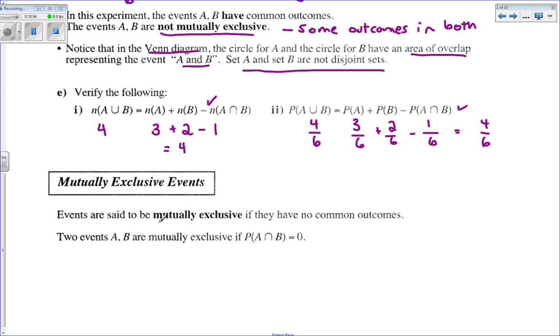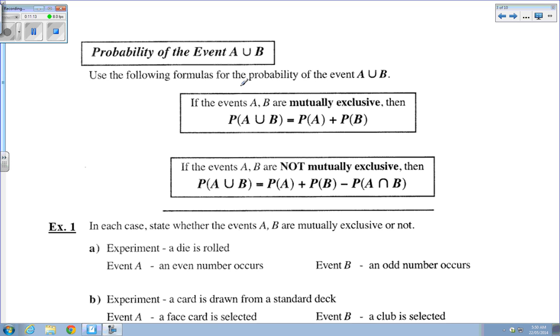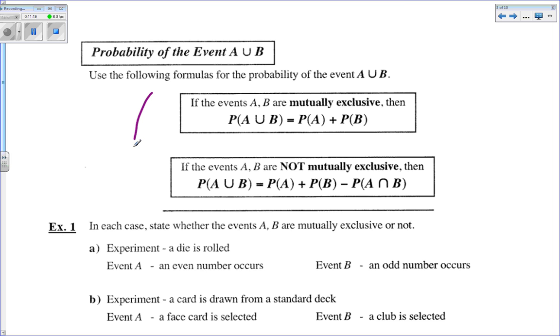Events are said to be mutually exclusive if they have no common outcomes, and if the probability of A and B occurring at the same time is 0. And that leads us to 2 formulas. Okay, so we have 2 formulas, and both of these formulas are on your formula sheet.